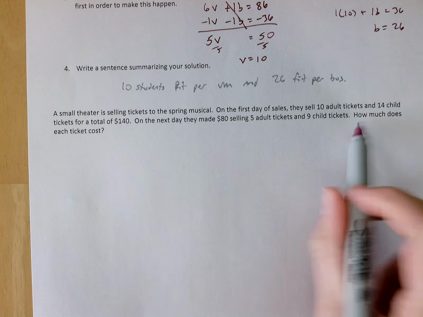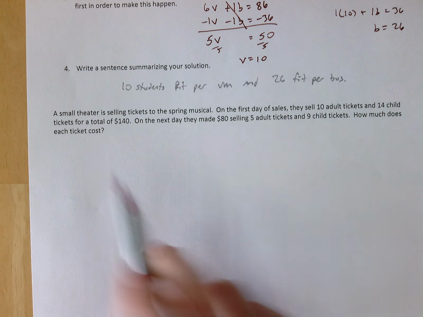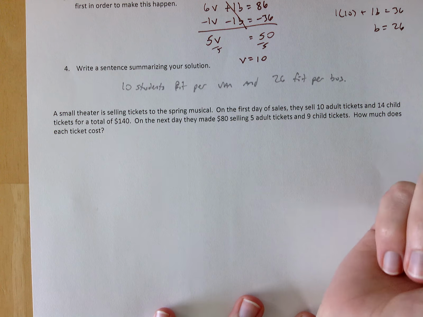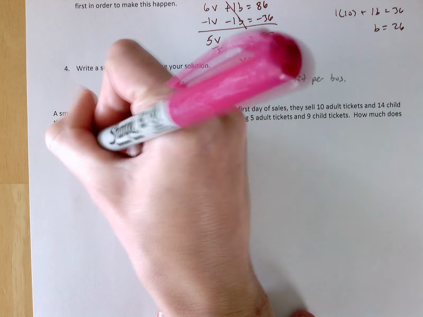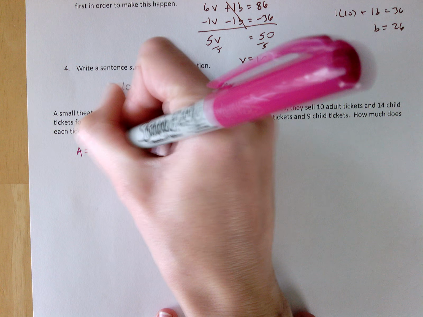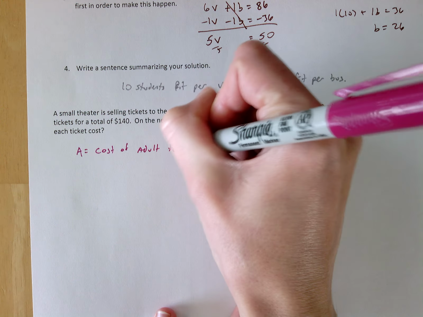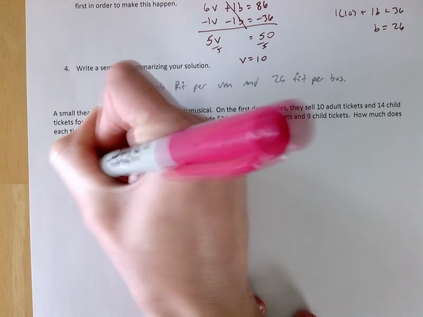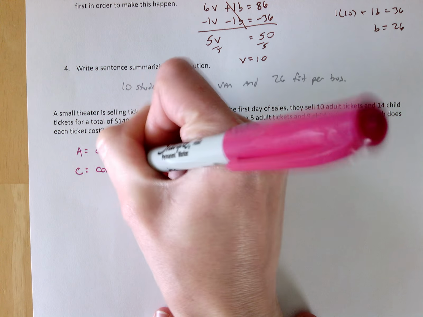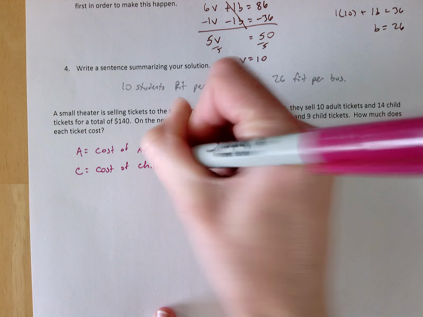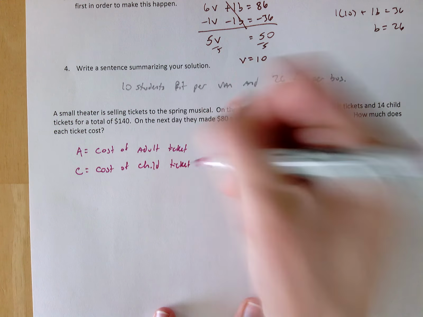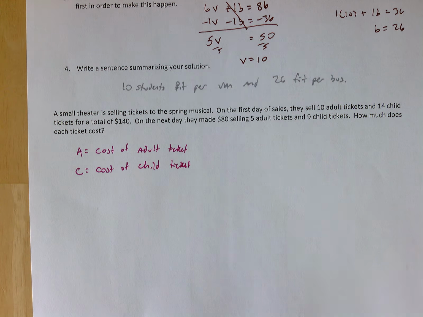Okay, so question, how much does each ticket cost? That's what my variables are going to be. So I think I'm going to use A and C. I'm going to use A for the cost of an adult ticket, and I'm going to use C for the cost of a child ticket. That's the 2 things they're asking me to find. All right, and my 2 situations in this problem are the first day and the second day.